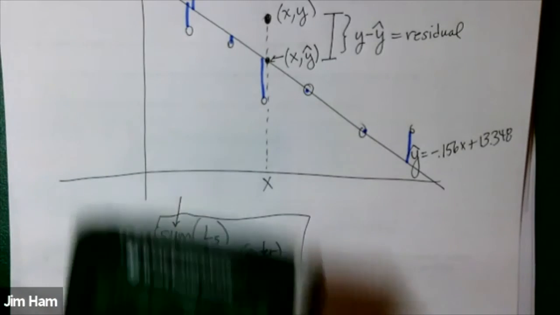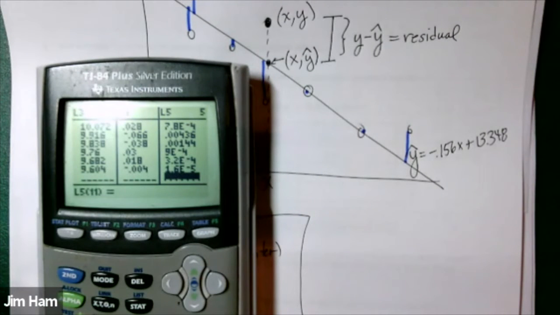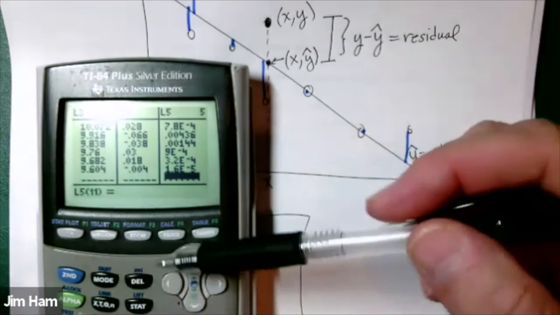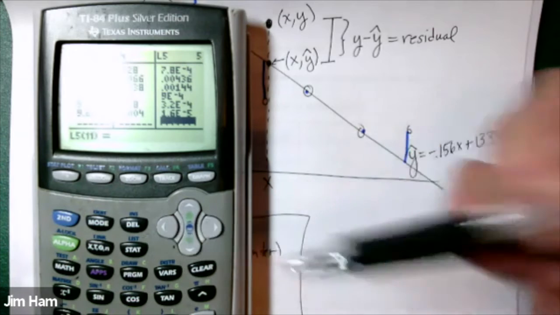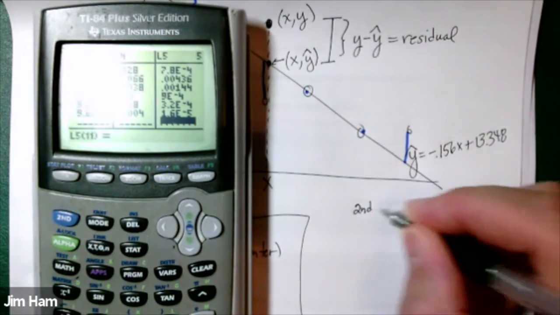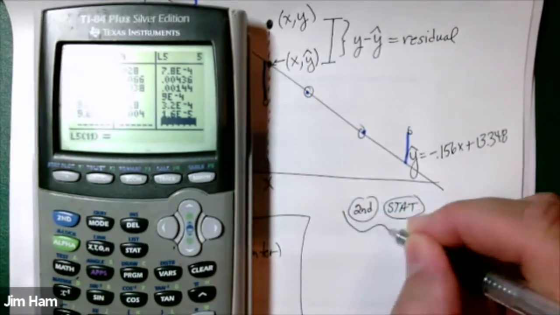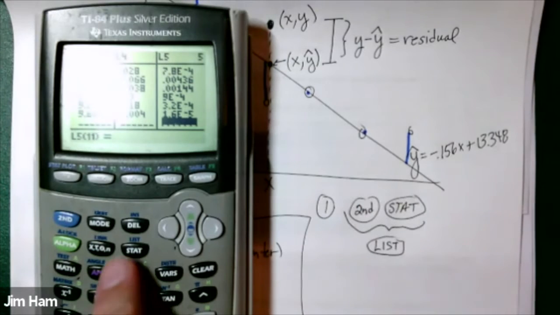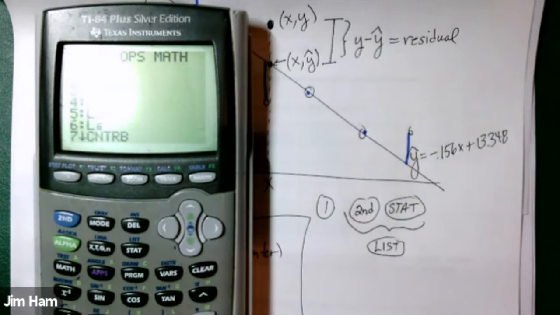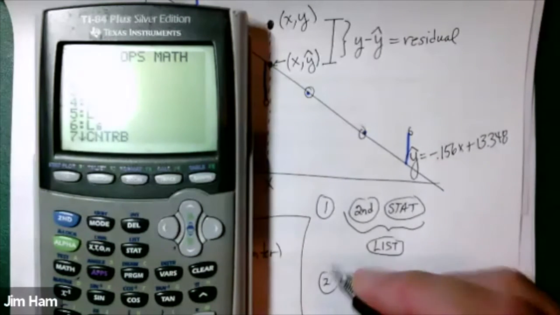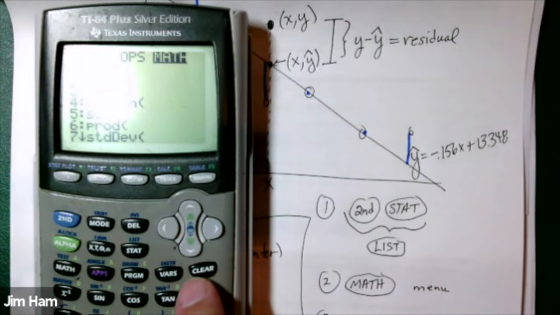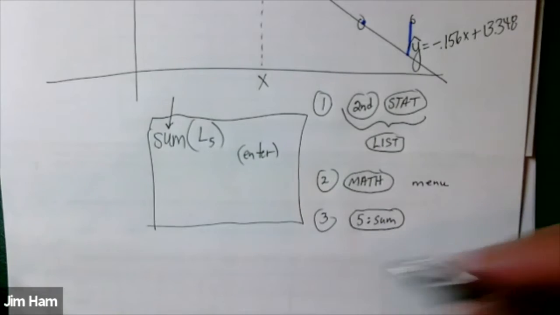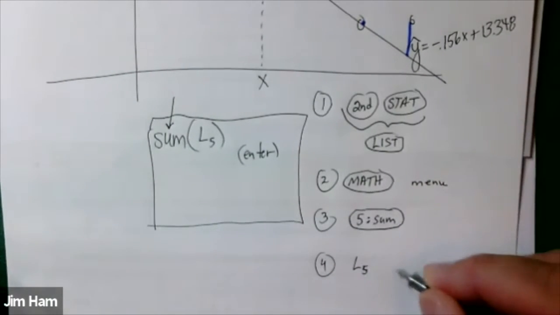Sum. Where do you find it? Well, we're dealing with lists, so it's going to be a list operation. And right above stat here is a menu called list. So what we're going to do is go to second and stat, and together those give you the list menu. All right, so I'll do that, second, stat. And the next thing is you want to scroll over to the math menu. And then 3, you can see it there. Option number 5 is sum. And then you type L5 and then enter.